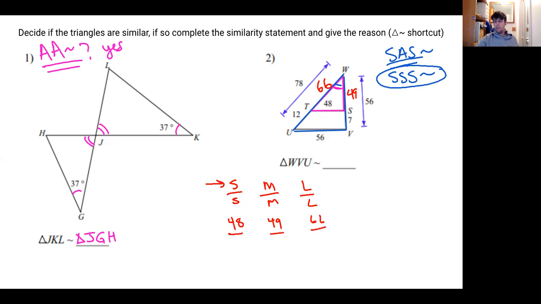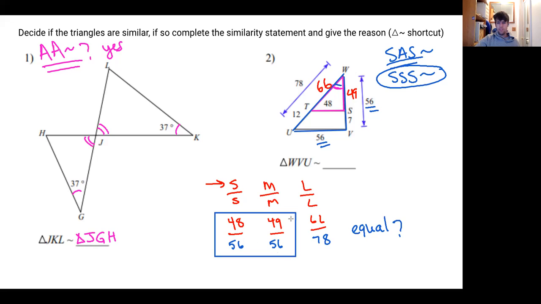Okay. Same idea for the rest of these. I'm going to go ahead and talk about the bigger triangle now. So the shortest side I have, actually I have 2 of them that are tied for 56. So those will be my short and my middle. And then my longest side is 78. And we are asking ourselves, are these ratios equal? Well, no, they're not. These two are definitely not equal. They have the same denominator, different numerators. There's no way that these are equal. So no, these sides are not proportional.